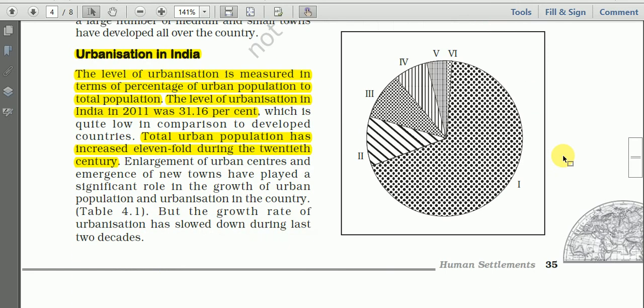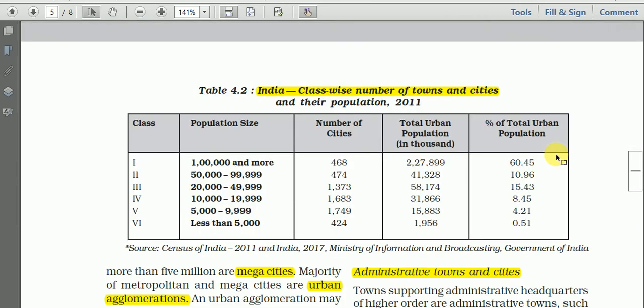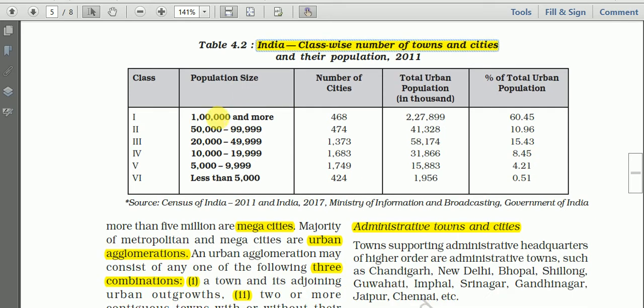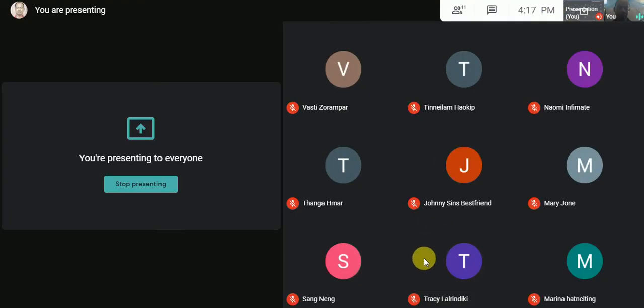It is here. These are the 6 types of towns according to the Census of India 2011. Here we have class 1 town, then class 2, class 3, 4, 5, 6. In this way classes are given.